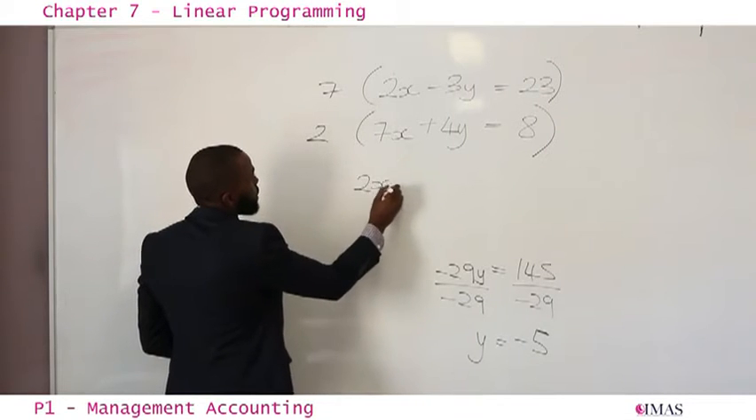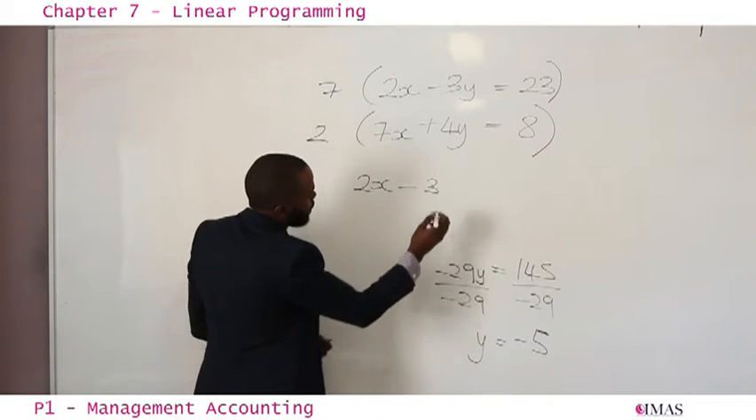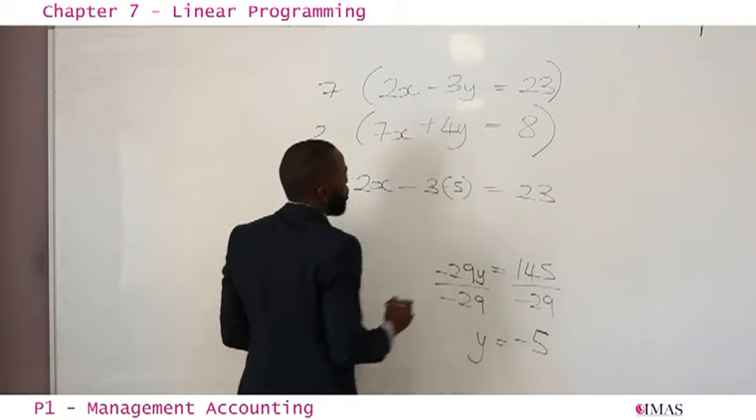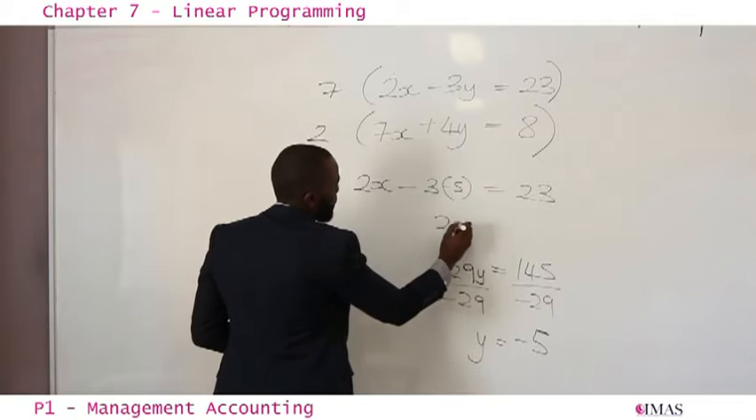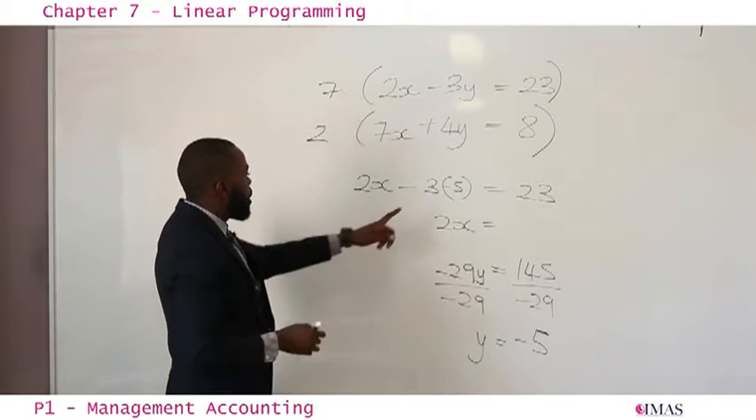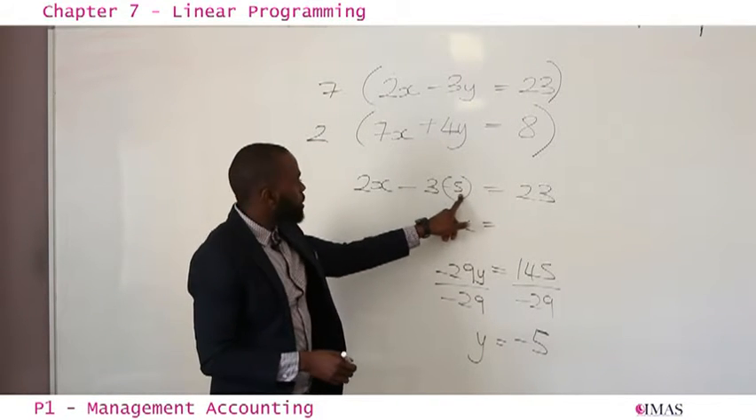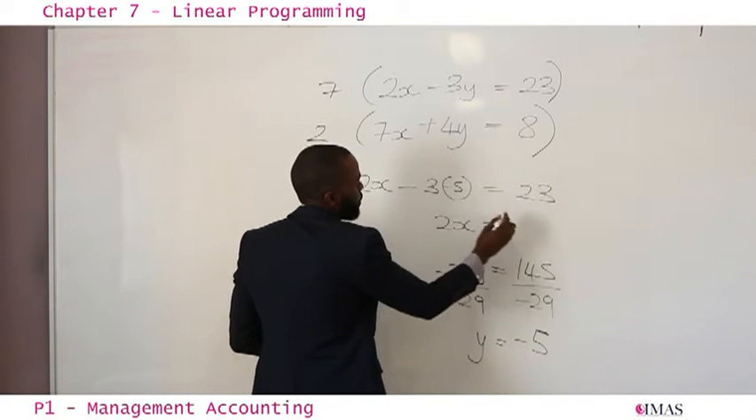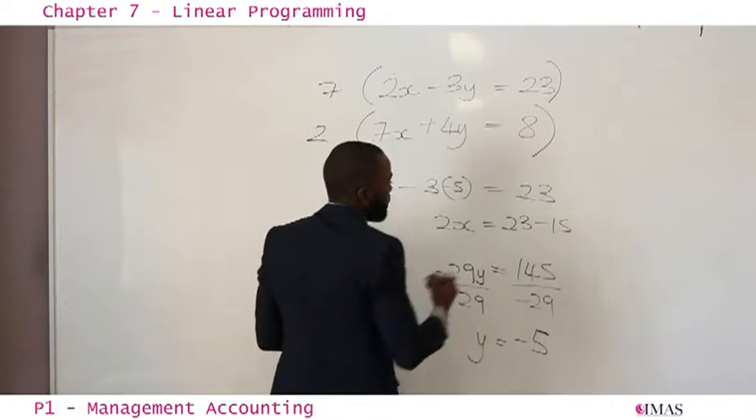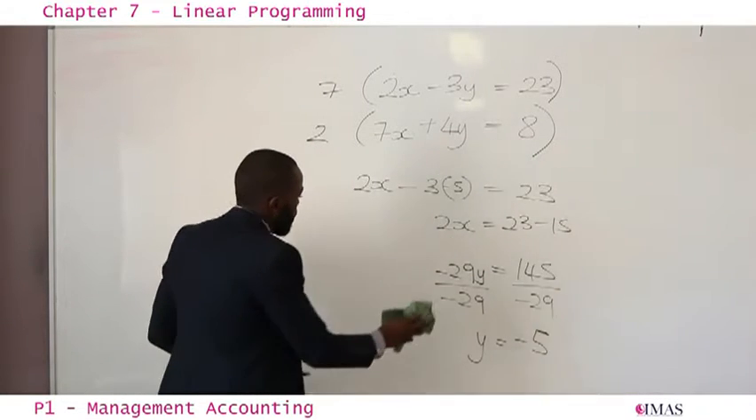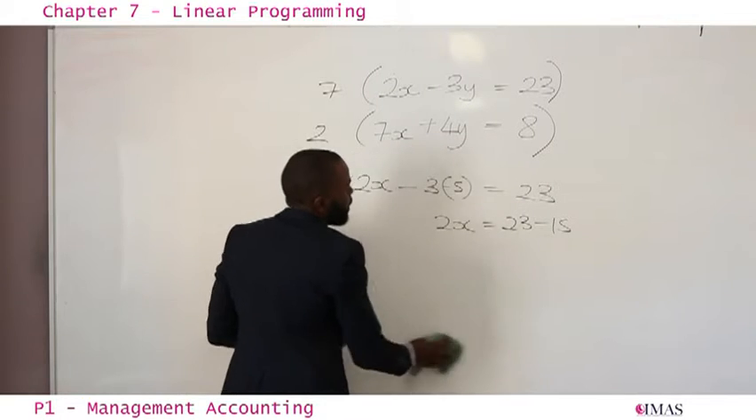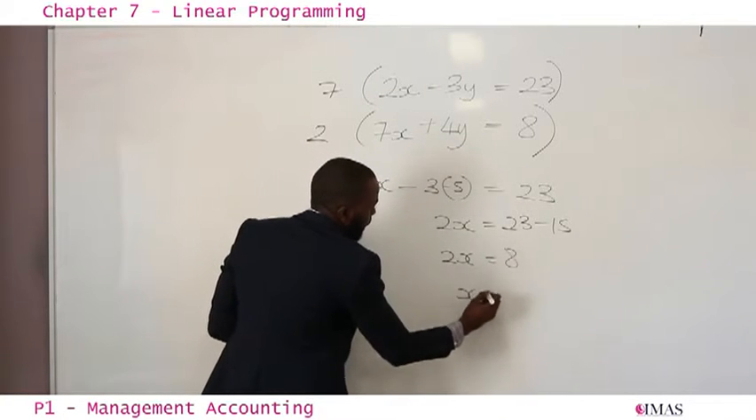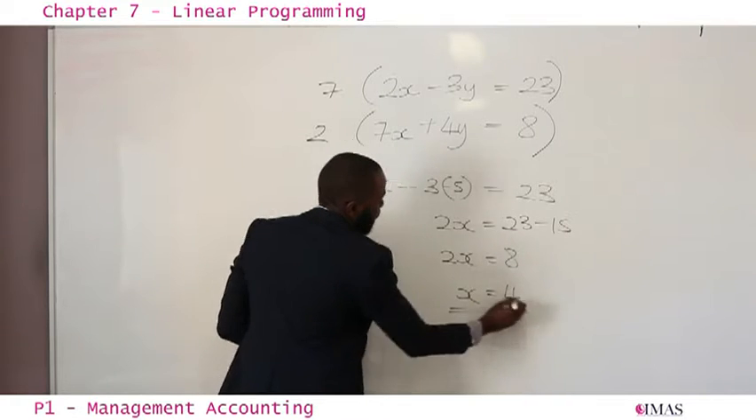So we now say 2x minus 3 times minus 5 is equal to 23. So this becomes 2x is equal to minus 3 times minus 5, that's a positive 15. We take it to the right hand side, so it's going to be 23 minus 15. Now 23 minus 15 is equal to 8. So 2x is equal to 8. x is equal to 4.